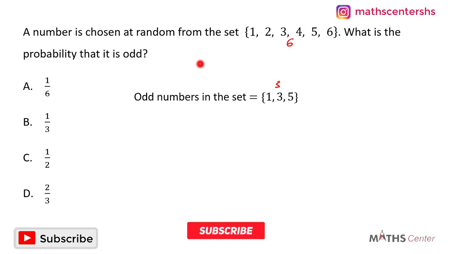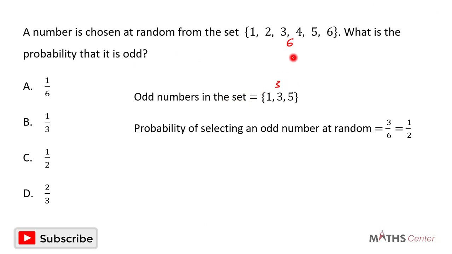The probability that the number chosen at random is odd is equal to the number of odd numbers in the set, which is 3, divided by the total number of members in the set, which is 6. 3 divided by 6 will give us 1 divided by 2. So the probability of selecting an odd number at random is 1 divided by 2. When we look through the options, we can see that the correct option is C.